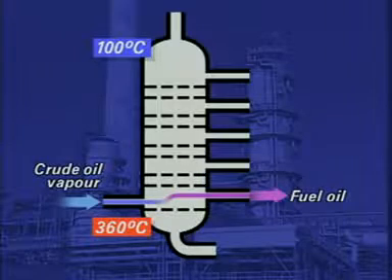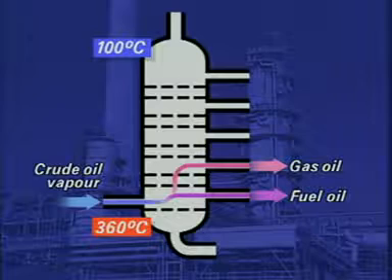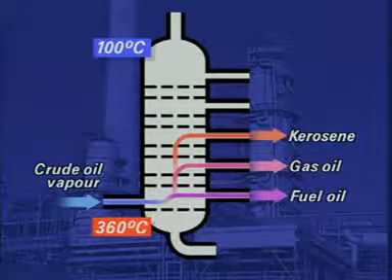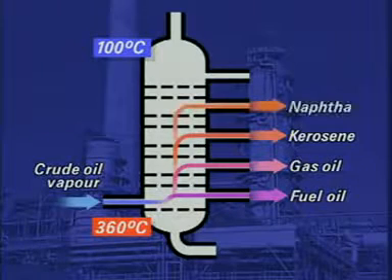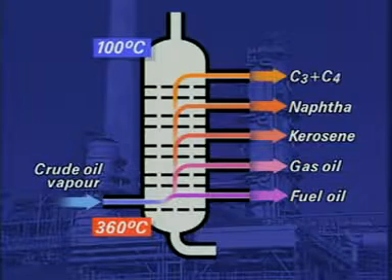The perforations in the trays allow vapours to rise up the tower and liquids to drip down. Liquids, called fractions, are piped off at different levels in the tower. The higher up the tower, the lower the boiling point, and the shorter the hydrocarbon chains.